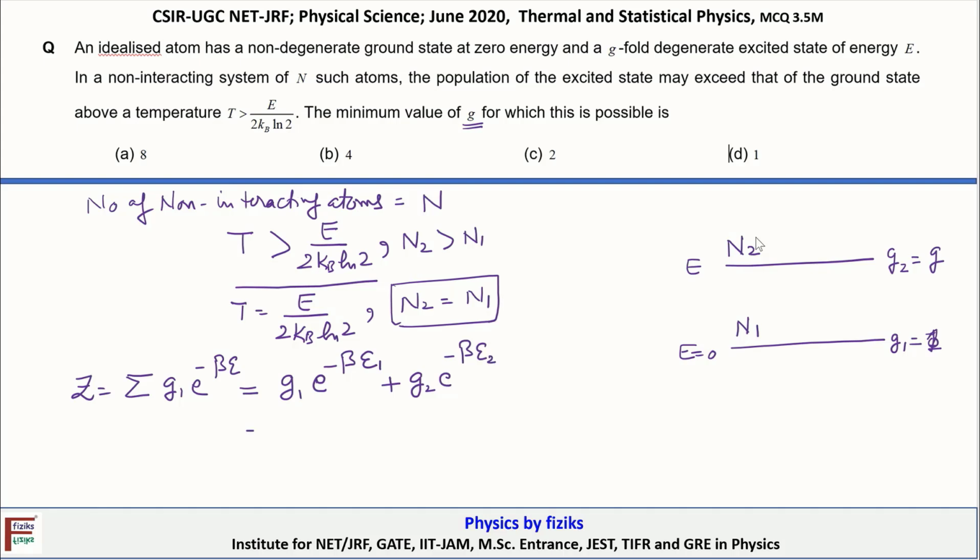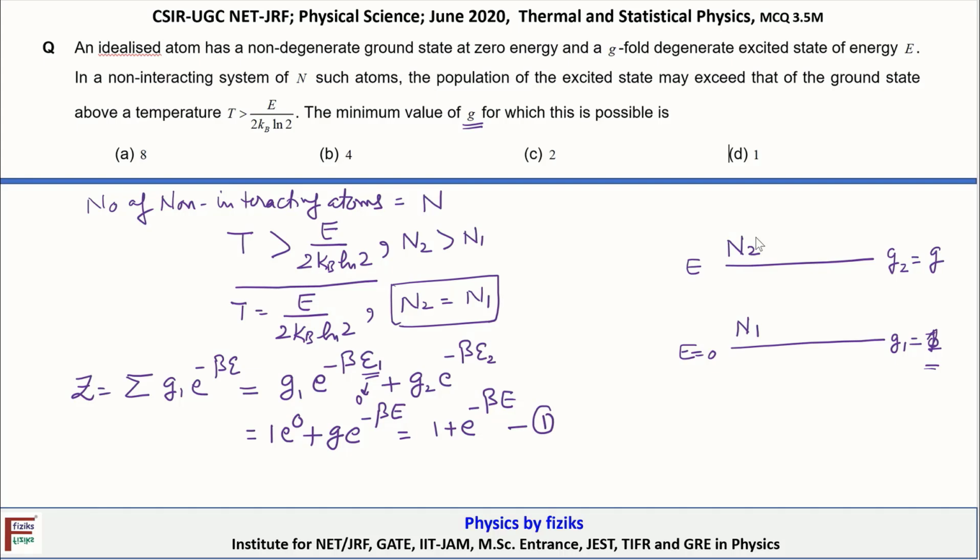And this is further equal to: g1 is how much? It is 1 here. 1 exponential 0, since E1 is 0. So when you put it here, e power 0 gives you 1 basically. Plus g2, which is g here, g exponential minus beta multiplied by the energy of that energy level. So this is basically equal to 1 plus g exponential minus beta E. So that is the partition function. Let's call this equation 1.